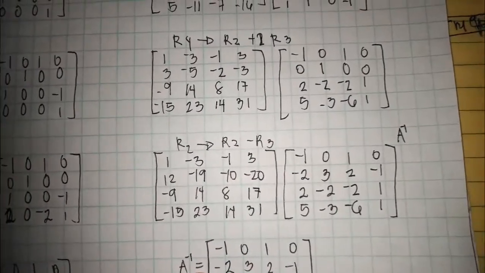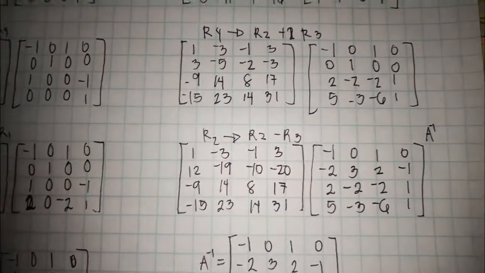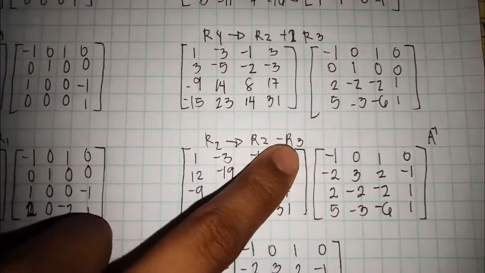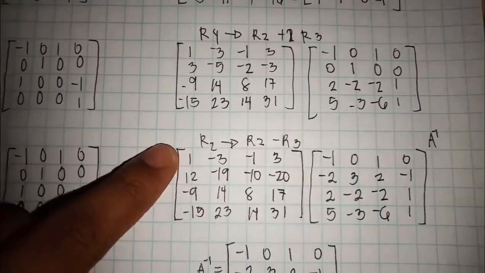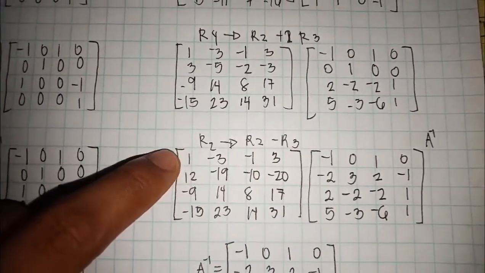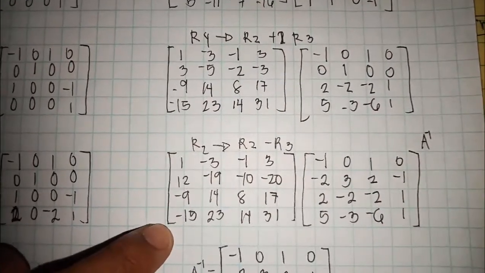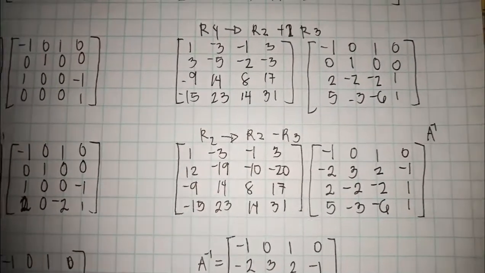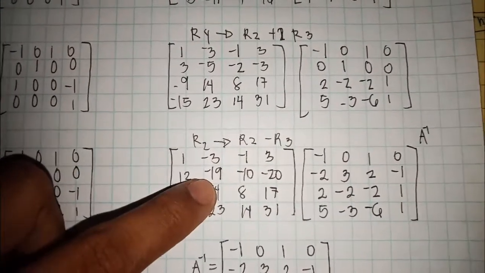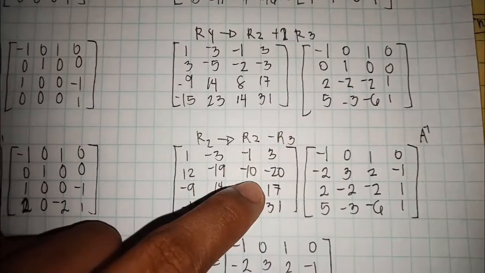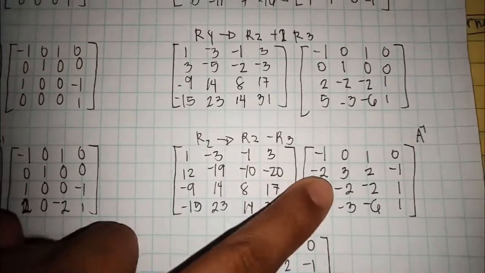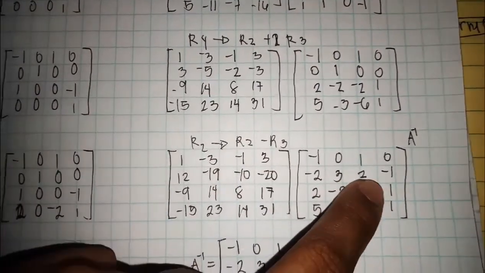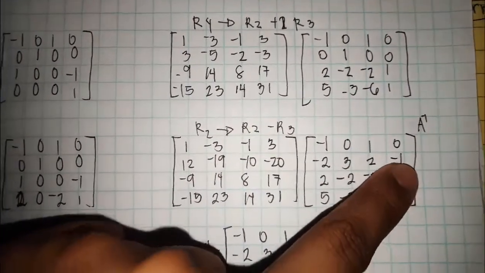So, to get the R2, we need to subtract the R2 and R3. So we need to list down the R1, R3, and R4. And we get in R2, 12, negative 19, negative 10, and negative 20. On the other side, we have negative 2, positive 3, positive 2, and negative 1 in R2.